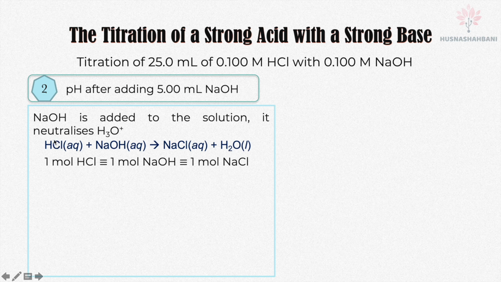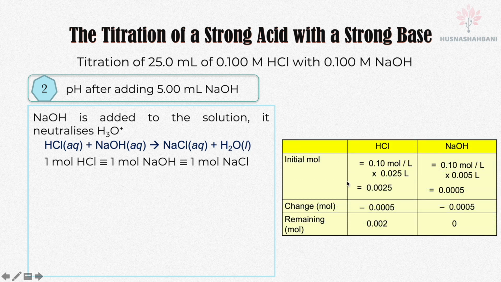So the HCl reacts with NaOH to produce the salt NaCl and water. If you look at this balanced equation, 1 mole of HCl reacts with 1 mole of NaOH to produce 1 mole of NaCl and 1 mole of water. So first we have to calculate the number of moles, because we have added 5 ml of NaOH. The molarity of NaOH is also 0.1.